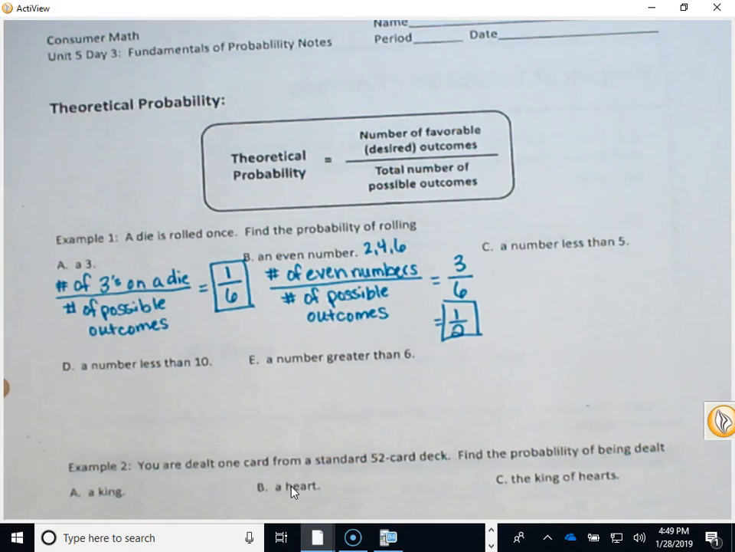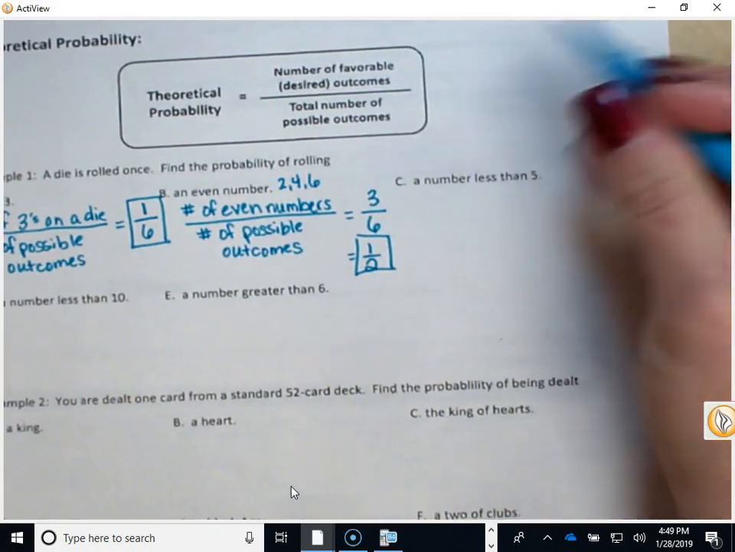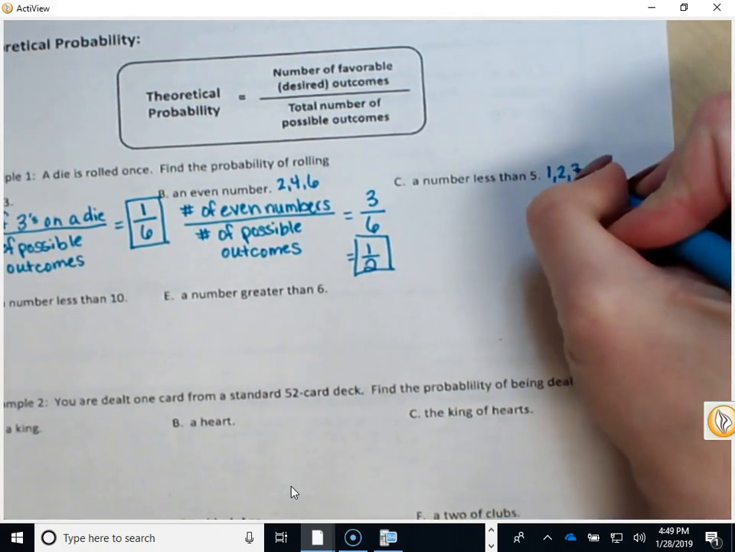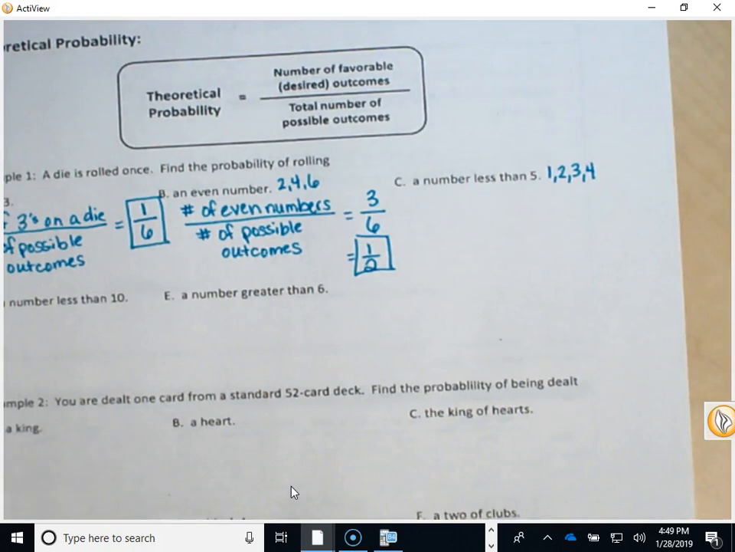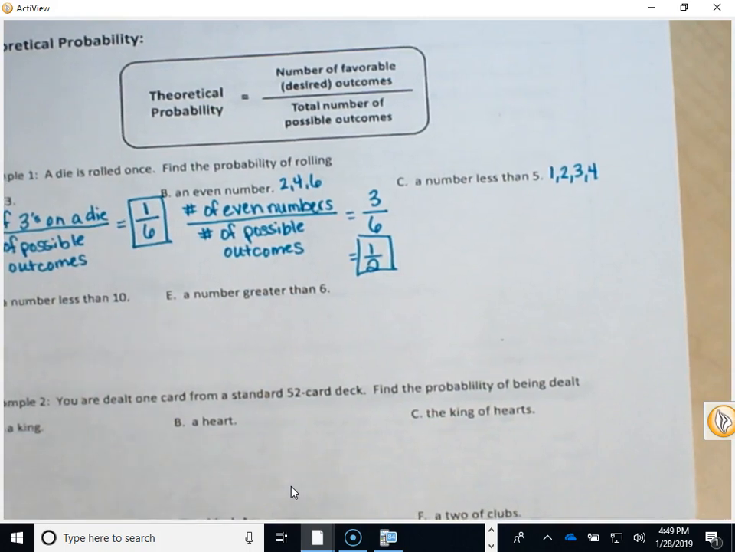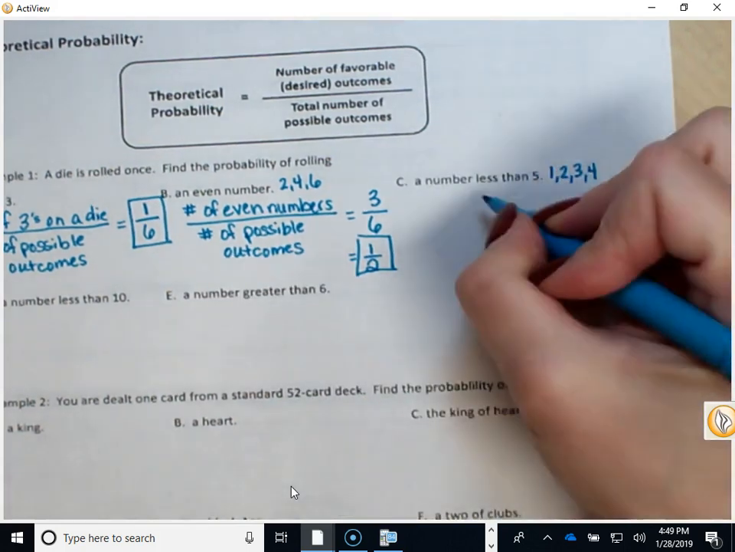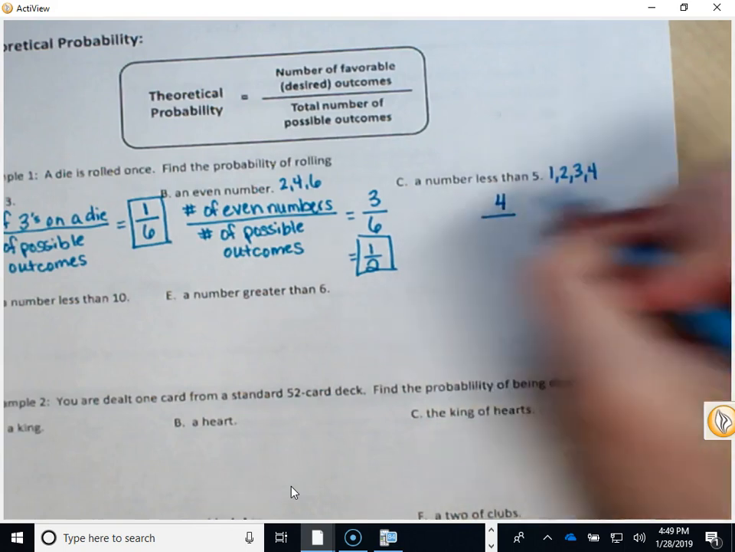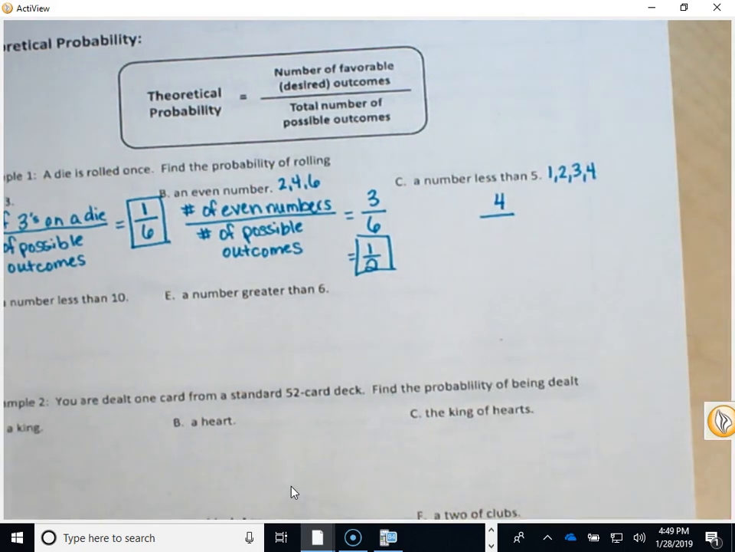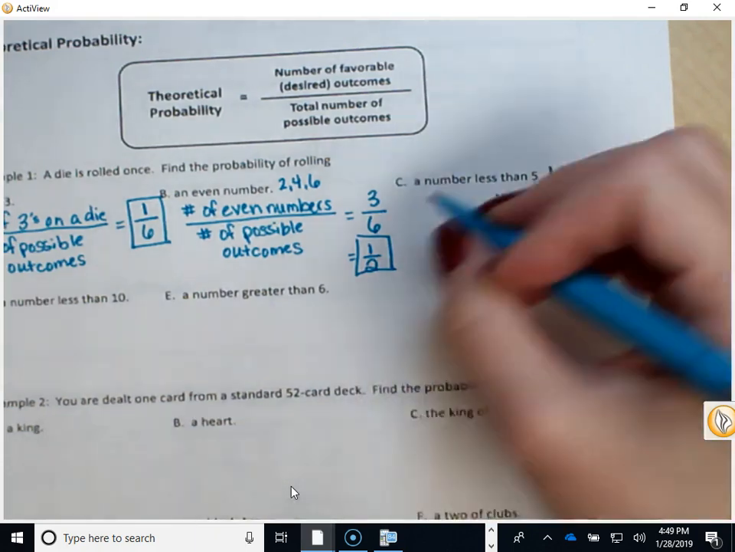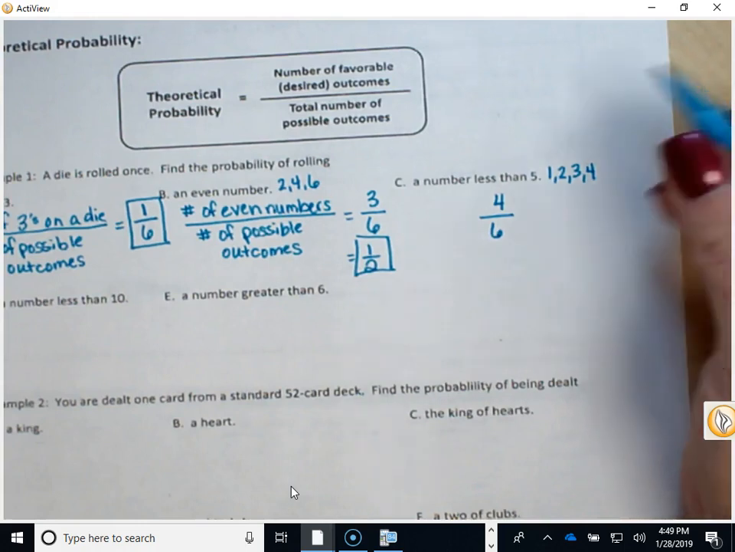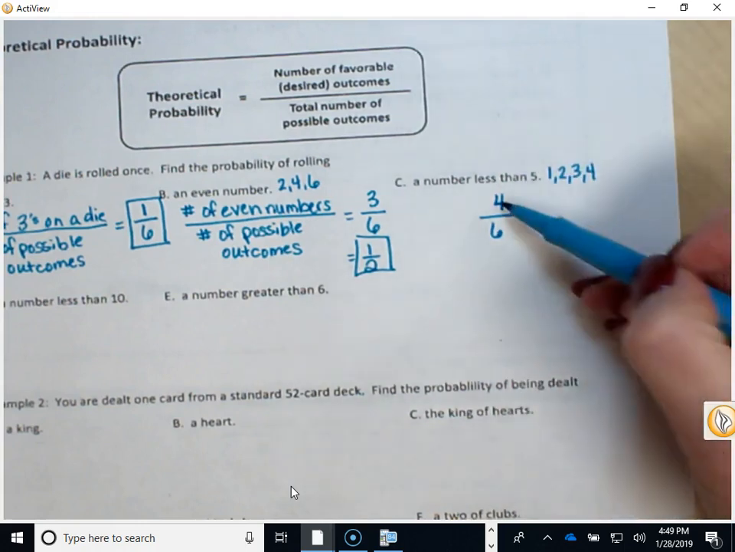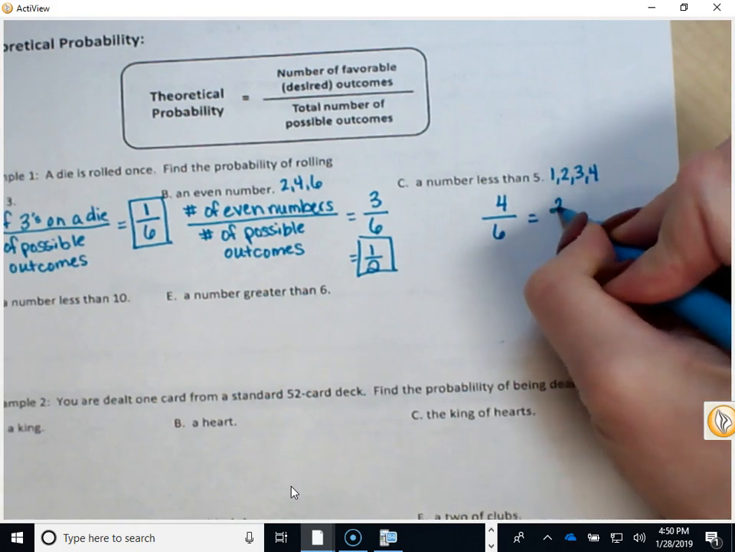Now we need to figure out what's the probability of rolling a number less than 5. Well, the numbers on a die that are less than 5 are 1, 2, 3, and 4. Do not include 5 because it says less than 5. If they had said less than or equal to, then yeah, you would include 5, but they only said less than. So we've got 4 numbers that are less than 5, so 4 desirable outcomes, and then out of the 6 possible outcomes gives me 4/6. So always reduce your fraction. These can both be divided by 2, so that would give me 2/3.